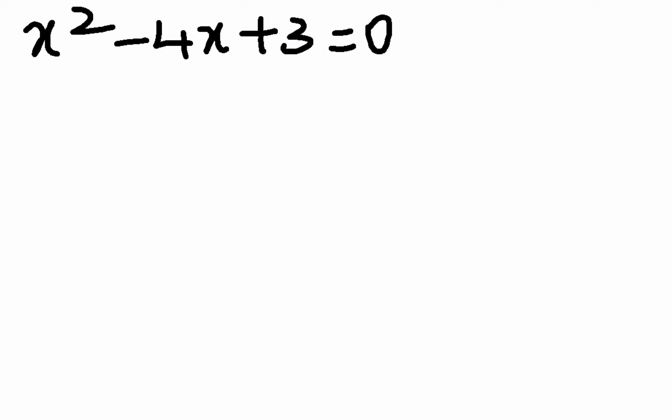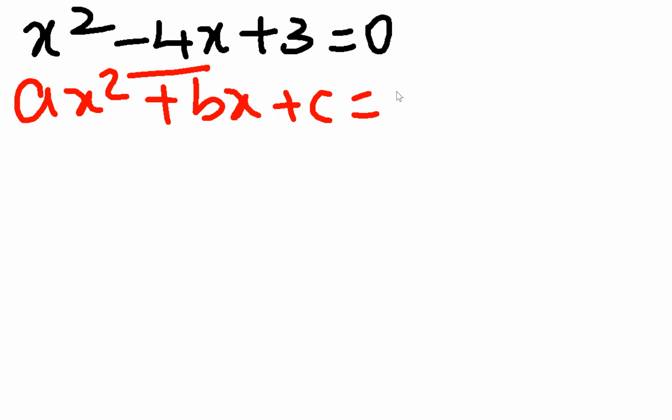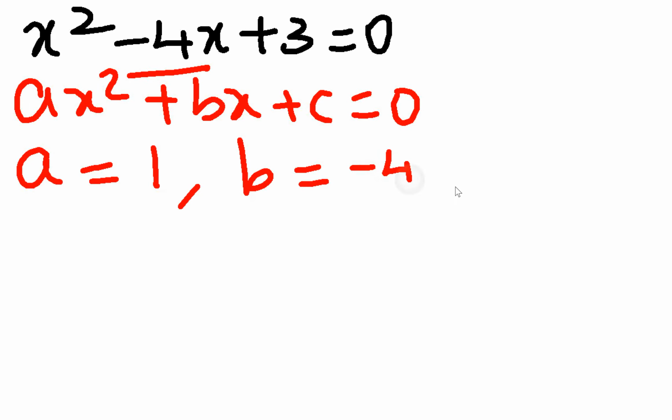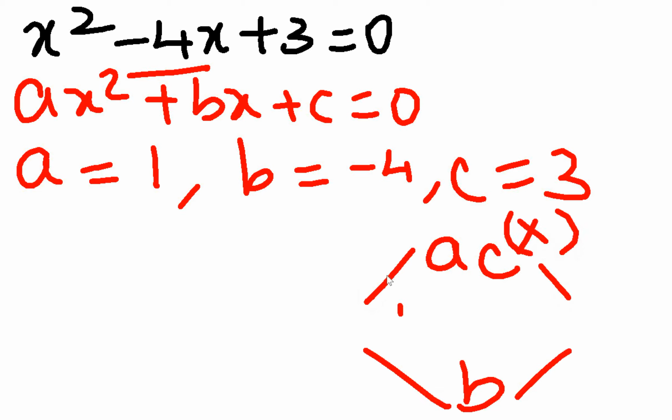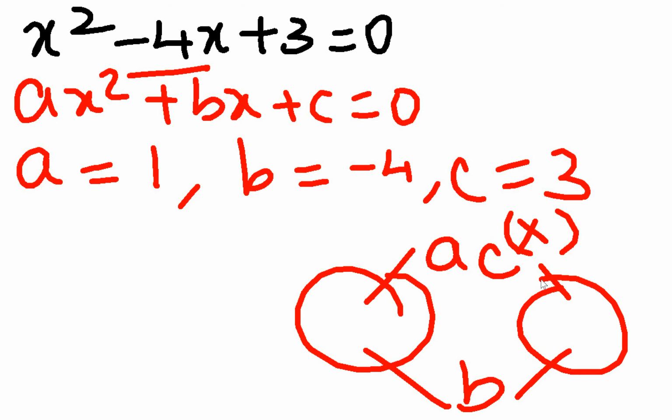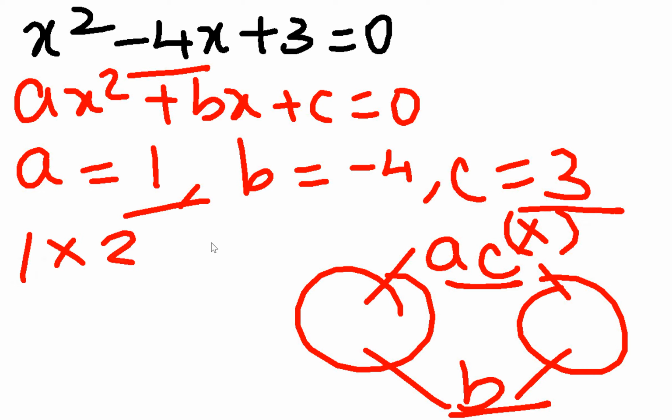So here we have x squared minus 4x plus 3, if you watch carefully. Let's compare it with the standard equation, which is nothing but ax squared plus bx plus c equal to 0. So here we have a equal to 1, b equal to minus 4 and c equal to 3. Alright, my job is to choose two numbers in such a way that if I multiply them, I get ac, and if I add them, I get b. Here ac equal to a into c equal to 1 into 3 equal to 3.